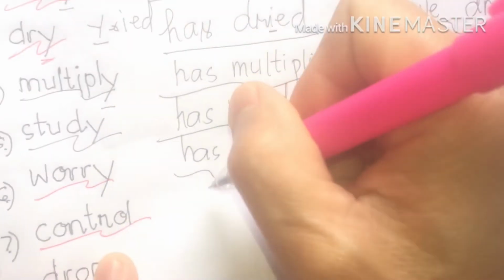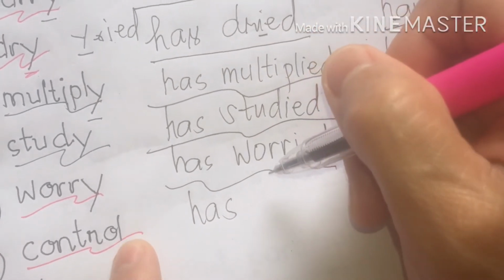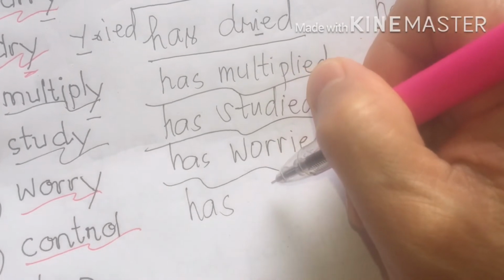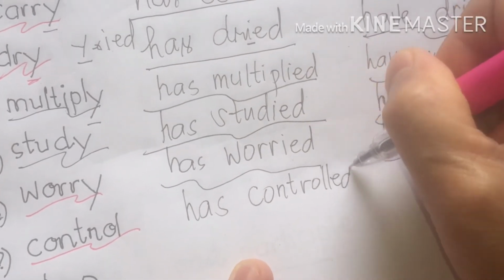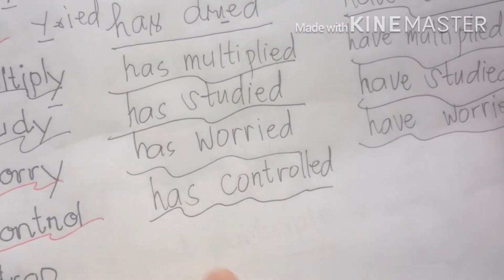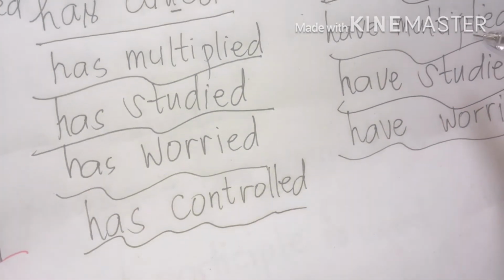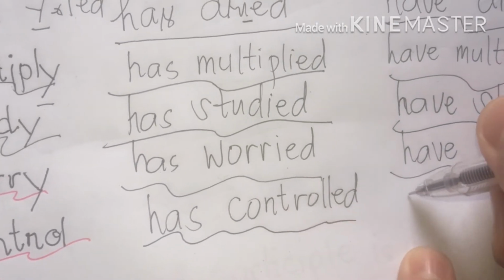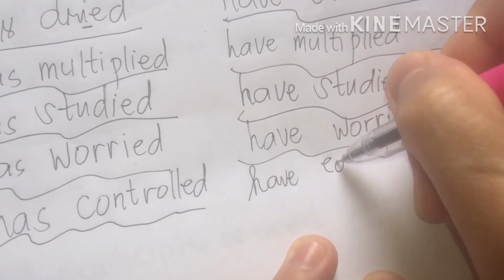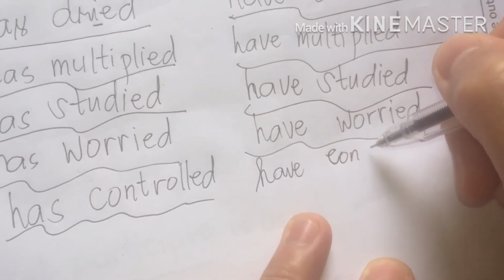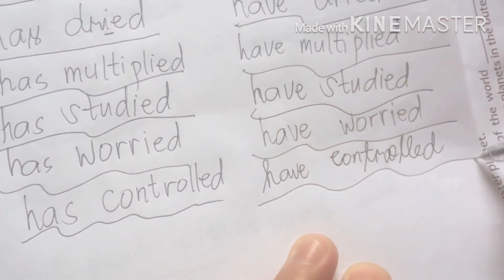Next, control. Has. This is what you call a regular verb. We're going to double the consonant L to form the past. It's controlled. Like this, my dear students, this is how you add has plus past participle of the verb control. Next, have controlled. This is how I'm going to write letter C. Controlled. Like that.